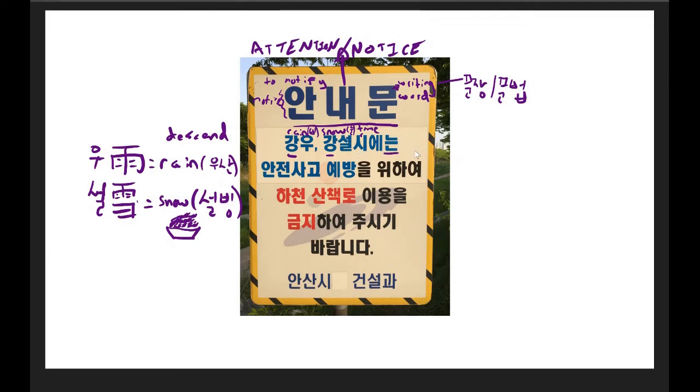Now, 는, as you're probably aware, there are so many different things that it can do, and so many different functions that it could have. One function that it could have is to indicate that some sort of comparison is being made. In this situation, it's going to say, okay, specifically when it rains and/or snows, you should follow these rules. But if it's not raining or not snowing, well, you don't need to follow these rules. That's the purpose of 는 in this case.